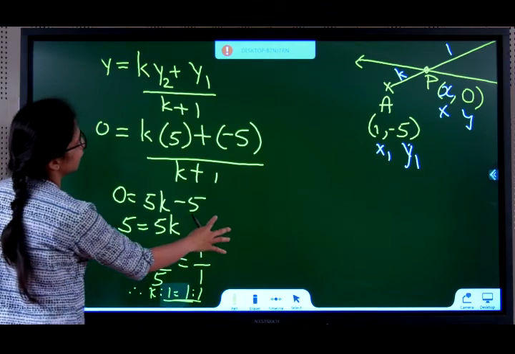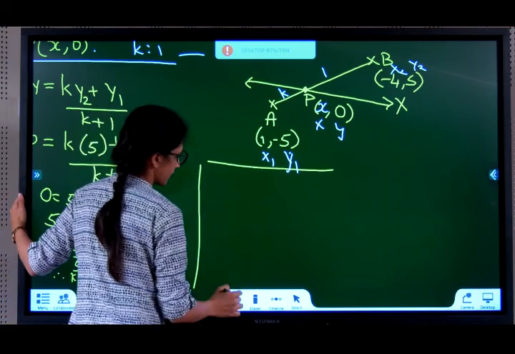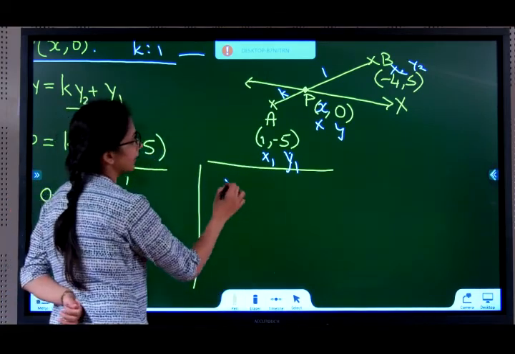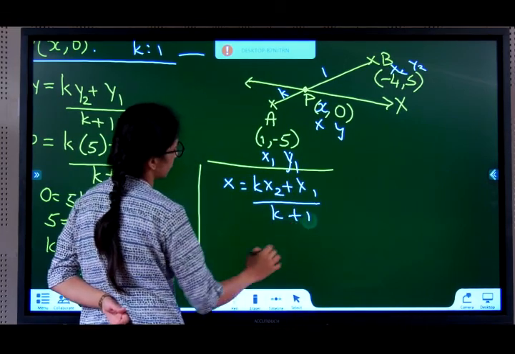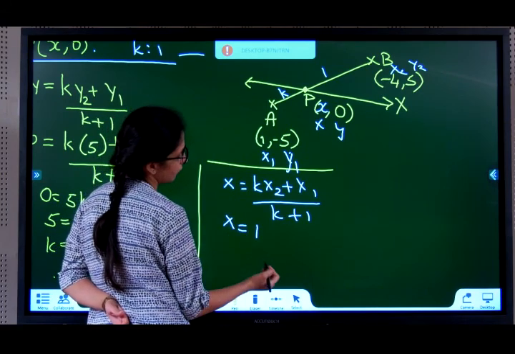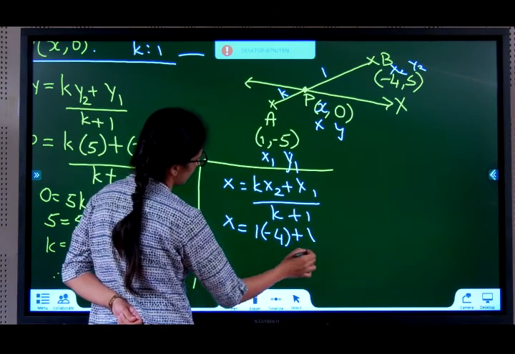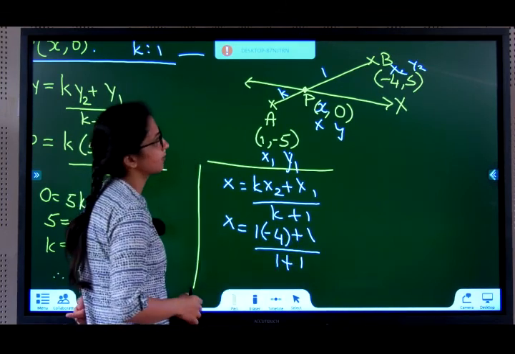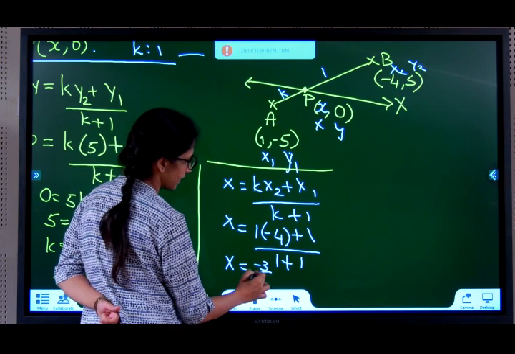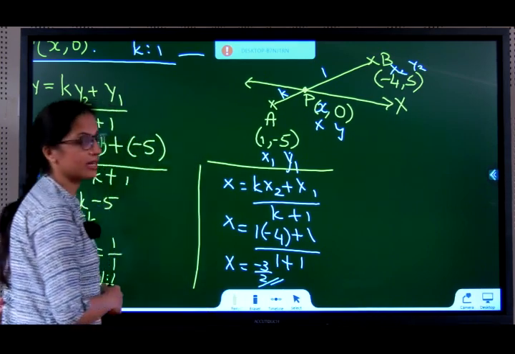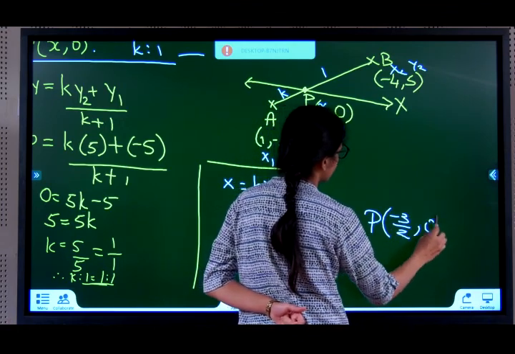Now we need to find the value of x. How do we find the value of x now? See, now I can use x is equal to (k x2 + x1) by (k + 1). x is what I want to find. I know that the value of k is 1. What is x2? Minus 4. What is x1? 1. Divided by 1 plus 1. x is equal to (-4 + 1) by 2, which is minus 3 by 2. Therefore, the x coordinate is minus 3 by 2 and the point P is (-3/2, 0).